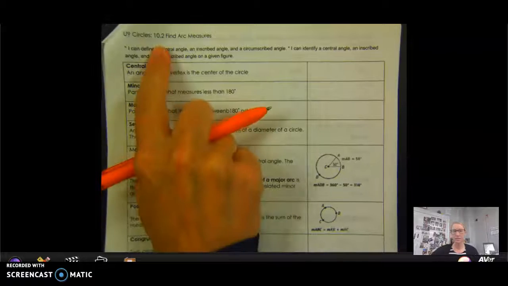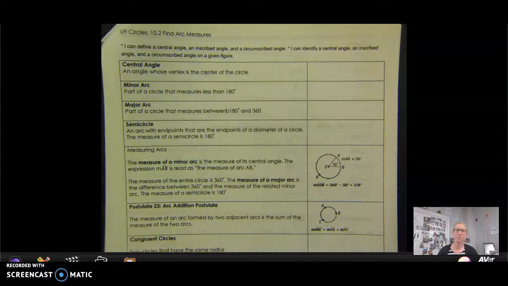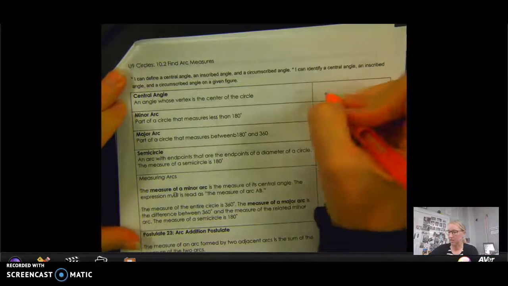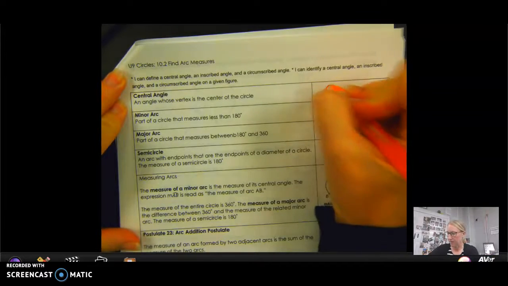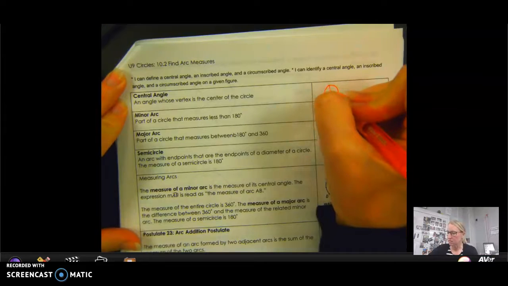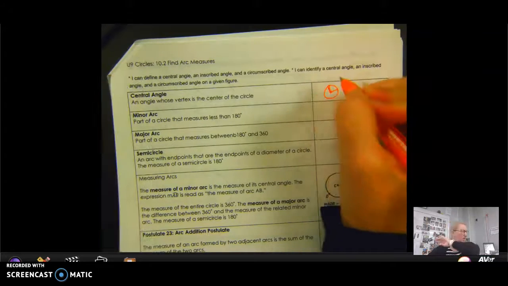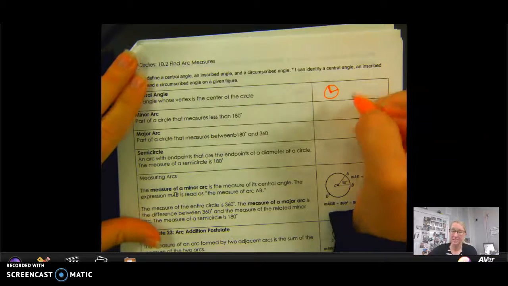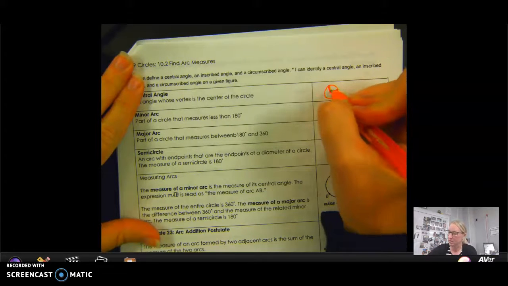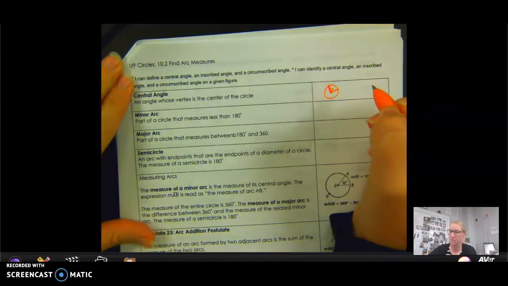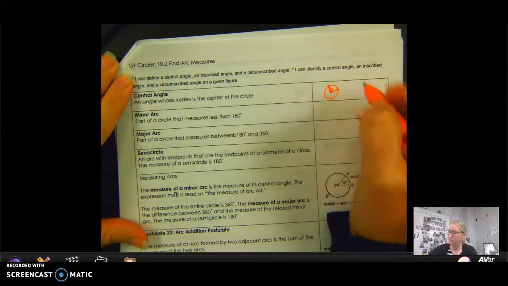Okay, this is 10.2 or 9.2, so find arc measures. So, first thing we're going to talk about is a central angle. So if we have a circle, and we have the center of the circle, a central angle is made at the center of the circle. So it is made by the two sides, which are both radii because they hit the center and they go out to the circle. So that is a central angle.